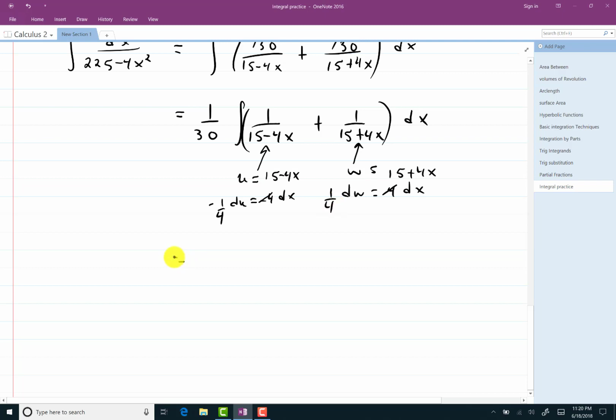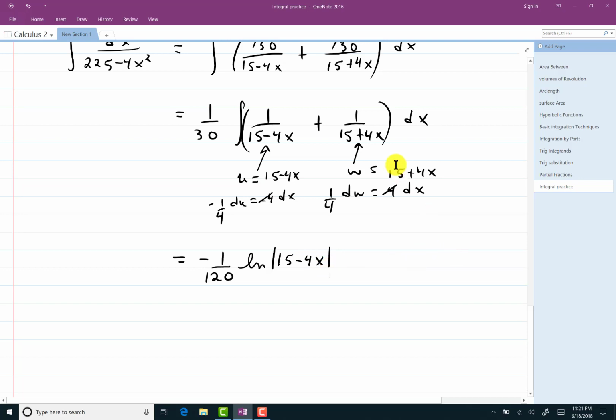I'm not going to write everything I want here, but what I'm saying is I have negative 1/4 du over u. So what I'm saying is I have negative 1 over 120. The negative 1/4 will be times 1 over 30, and you'll get negative 1 over 120 ln the absolute value of 15 minus 4x.